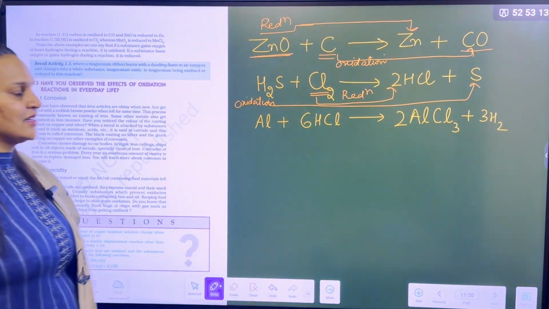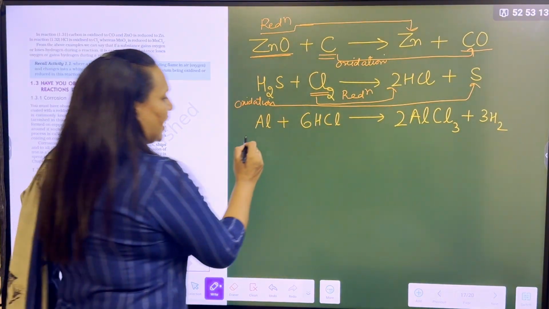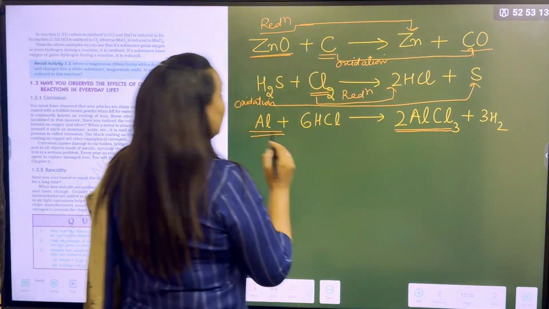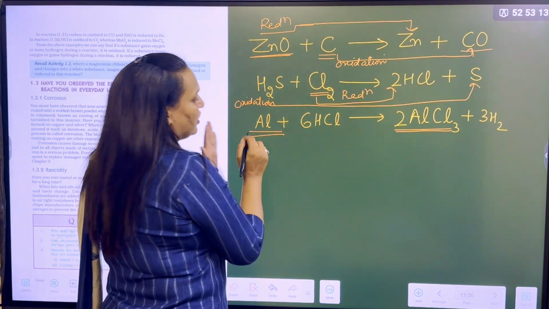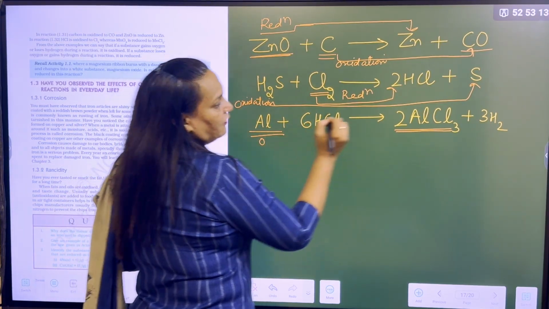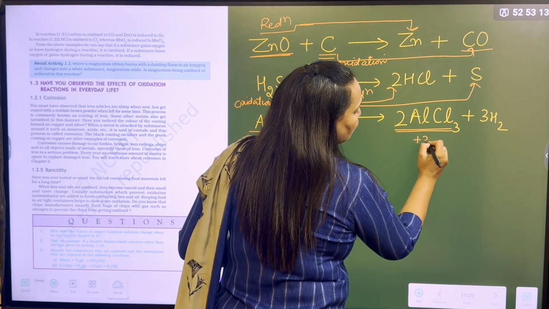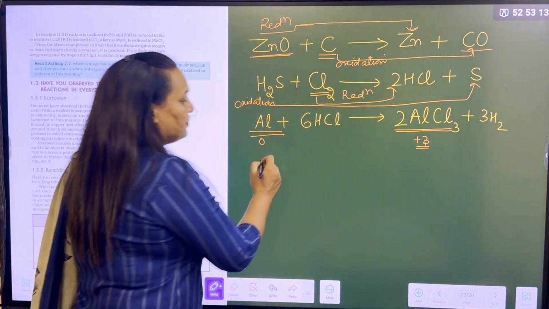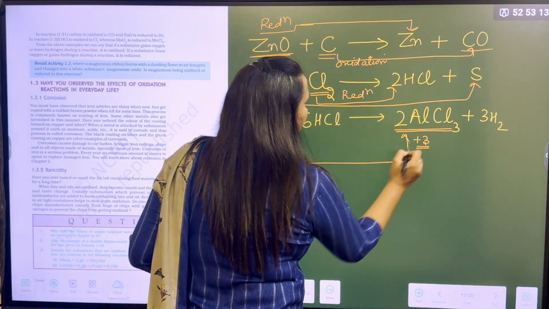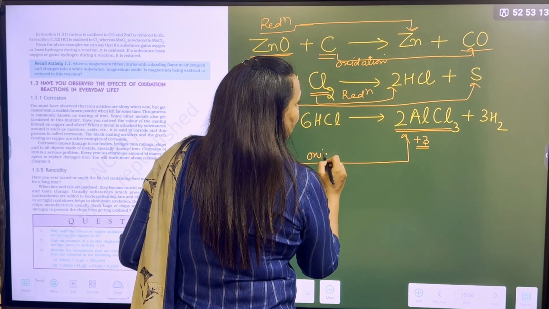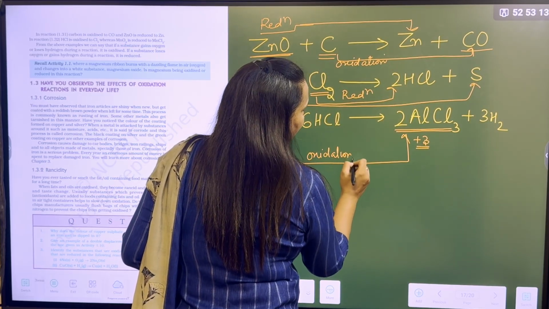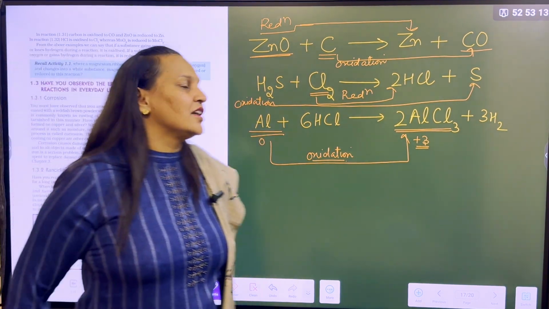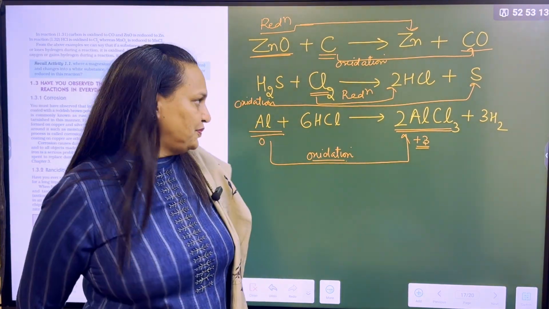Yes. Next, aluminium is alone here, but it is forming AlCl3. See here, aluminium is neutral, 0. But when it is forming the compound, it is losing the electron and it is getting +3. Means it is losing the electron, so it is undergoing oxidation. Right? Am I clear? It means HCl is undergoing reduction.